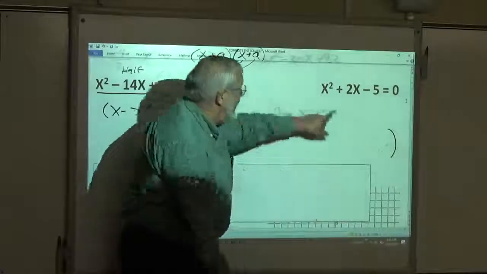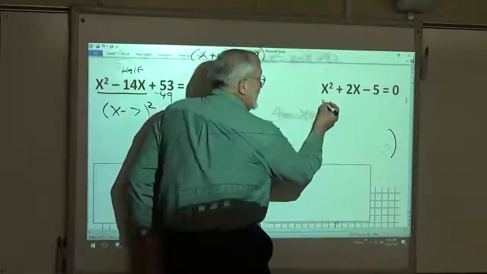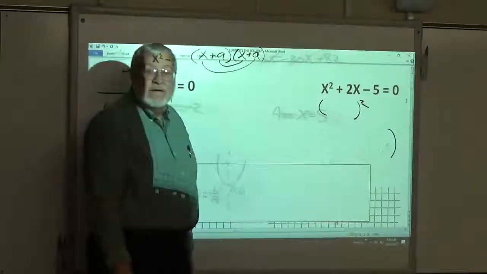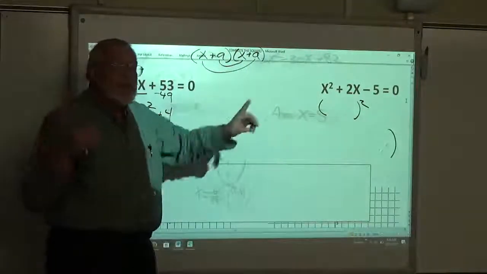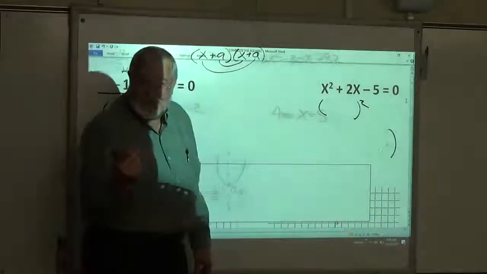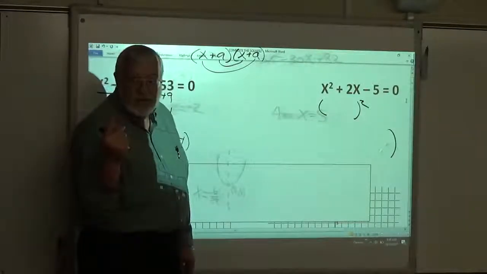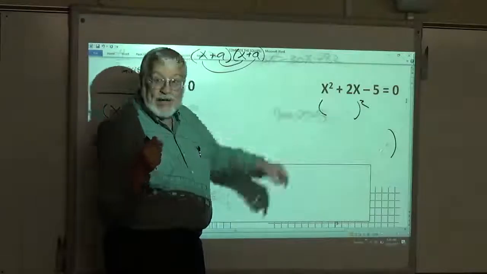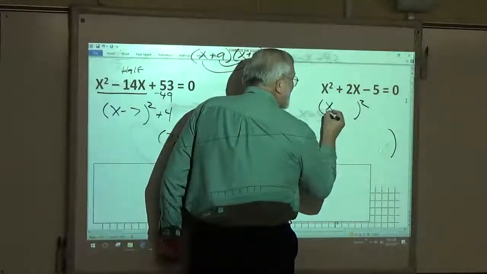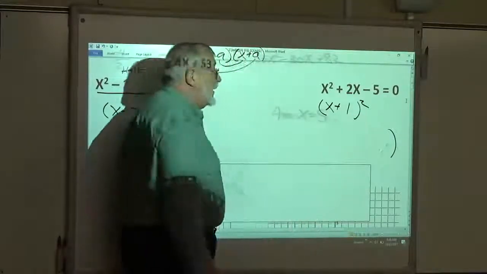All right, so now let's look at this one. What do you see? What am I going to do? I'm going to make a parenthesis squared. What do I do to make the binomial? Take half of 2. Half of 2, which is 1. Negative 1 or positive 1? Positive. Okay, just checking. So that's x plus 1.